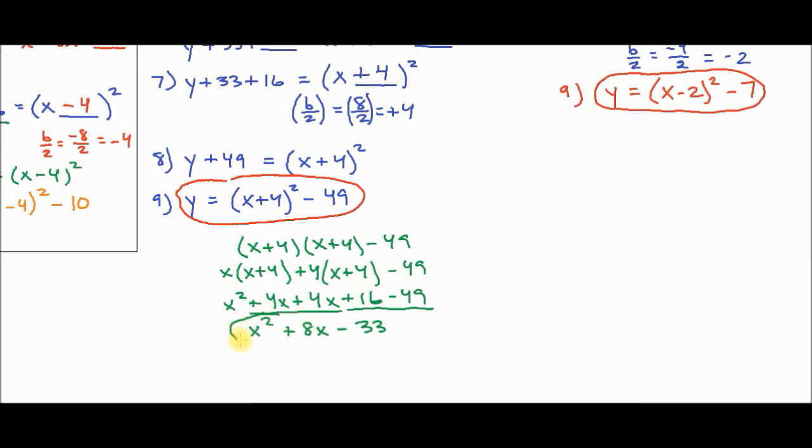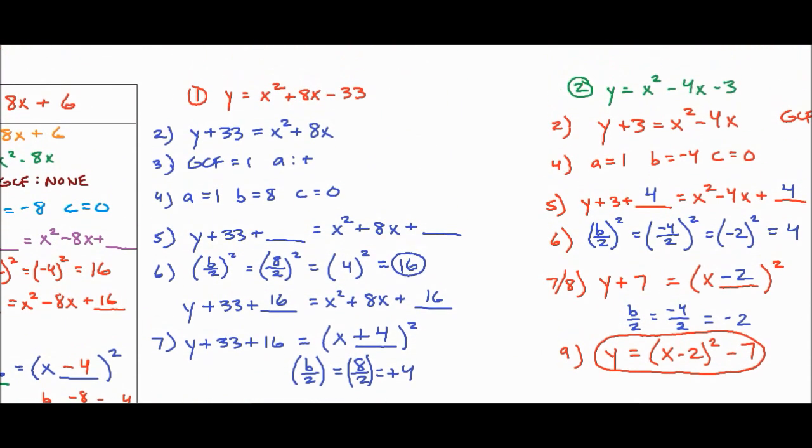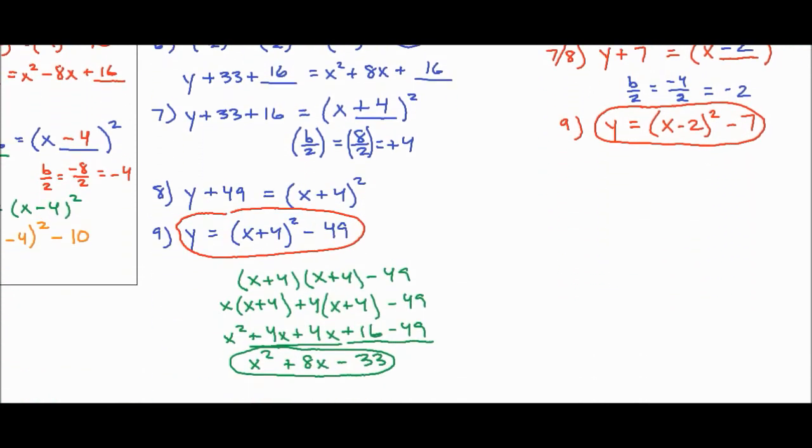Let's take a look and see if that's where we started. X squared plus 8x minus 33. X squared plus 8x minus 33. So you can see we can check our work.